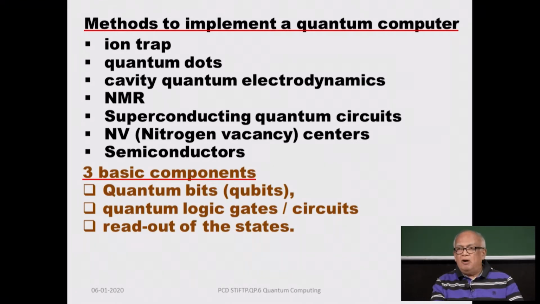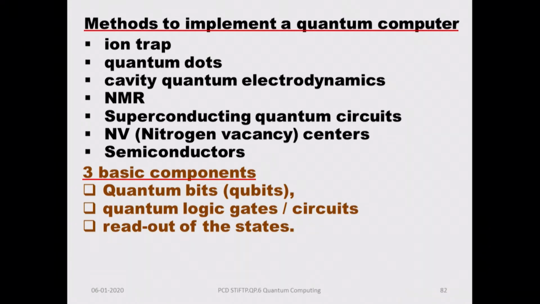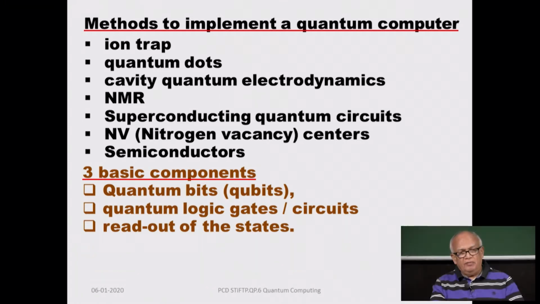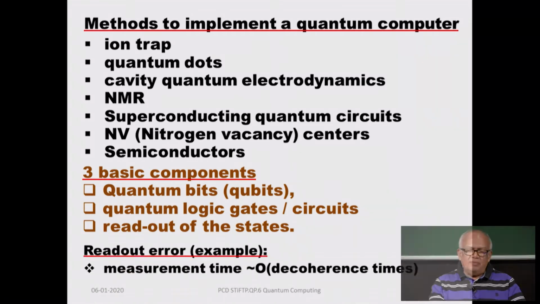And there are three basic components of the quantum circuit. You need qubits, the quantum bits, then you need the quantum logic gates, and we have some introduction to the quantum logic gates. If you remember, there are some fundamental logic gates in classical digital electronics, and there are similar fundamental quantum logic gates which you use in quantum circuits and quantum computers. And then at the end you have to read out, and that is a tricky part in quantum mechanics, because there is something called decoherence.